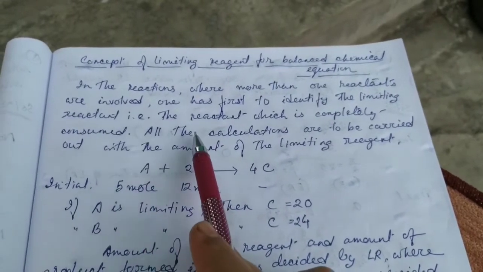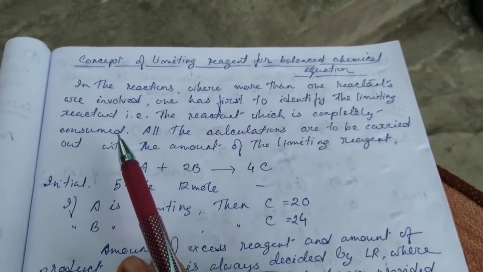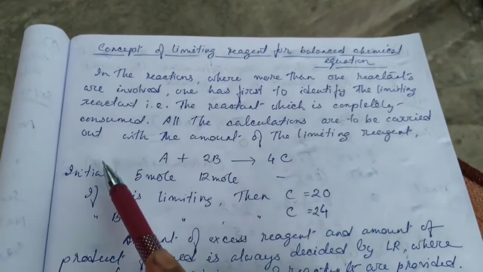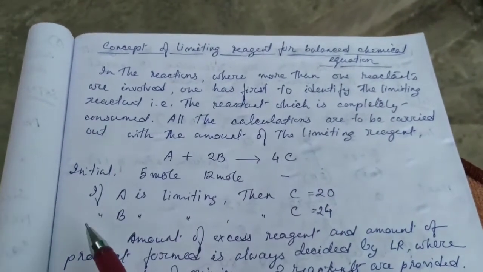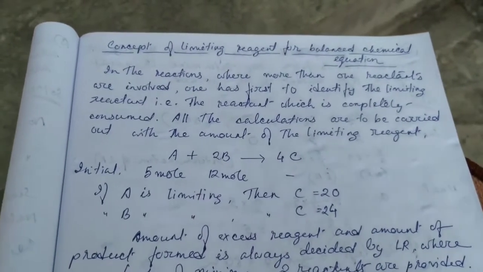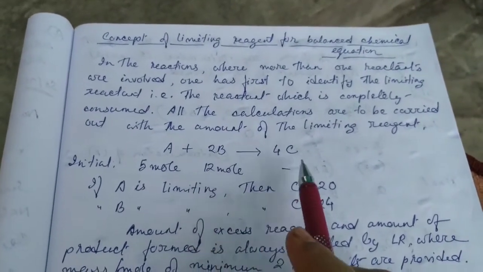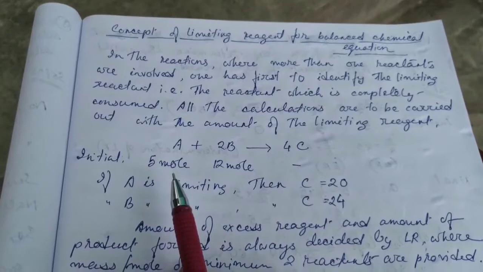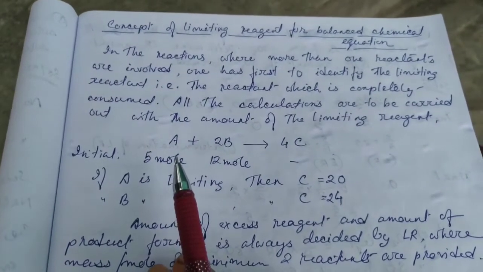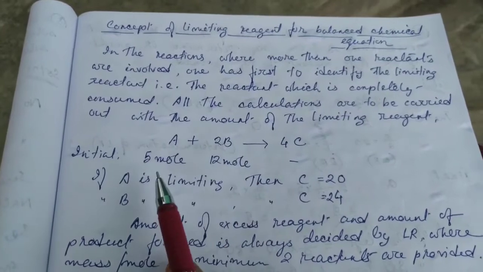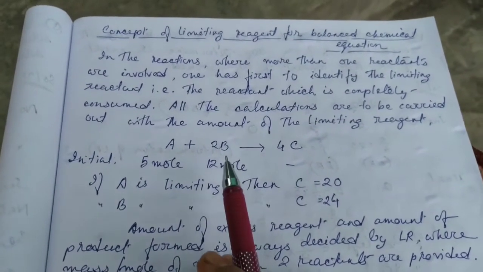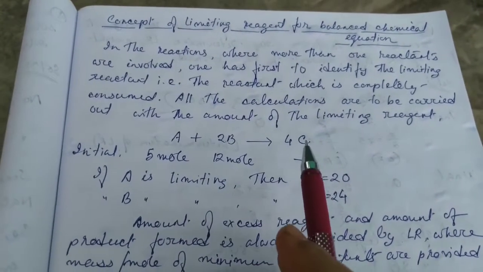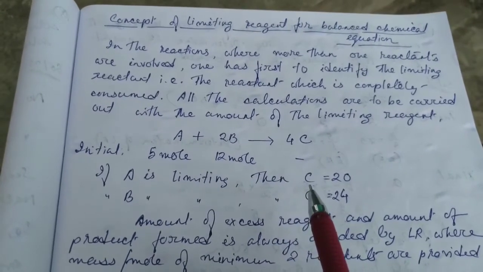So what does it mean? That means the reactant which is completely consumed, which will be completely converted to the product. So all the calculations are to be carried out with the amount of the limiting reagent. For example, say we are taking a reaction like A plus 2B gives you 4C. Now initial information has been provided for both the reactants A and B. That is, initially 5 moles of A and 12 moles of B have been taken. Now if A is the limiting reagent, then what will be the moles of product C? It will be 20.